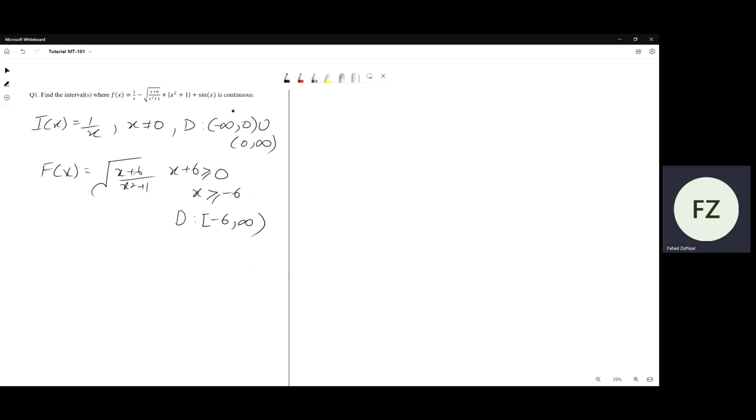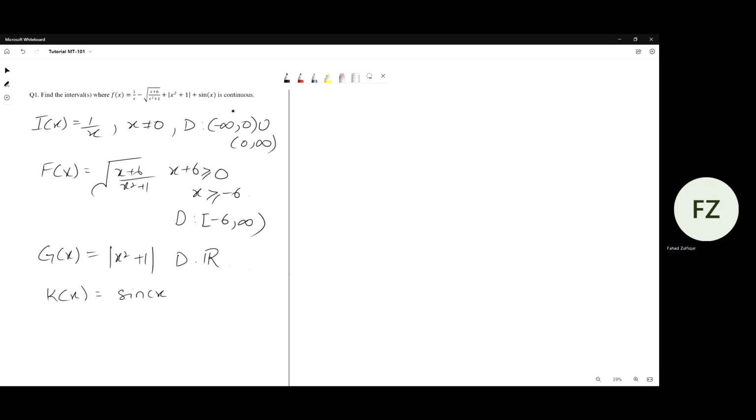We'll do the same for mod x. So we'll take it as g of x, g of x equals modulus of x squared plus 1. We know that for all real values of x this function is defined, so the domain comes out to be all real numbers. We'll do the same for k of x, which equals sine x, and we know that the domain of sine x is actually all real numbers.